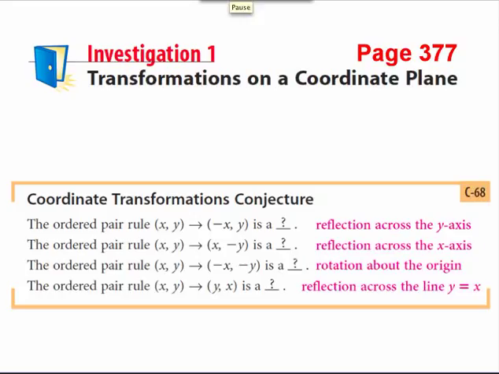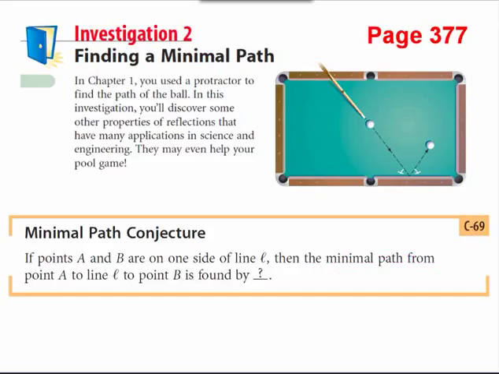Let's look at our next investigation. On page 377, at the bottom of the page, you're going to notice it says finding a minimal path. It says in chapter 1, you used a protractor to find the path of the ball. In this investigation, you'll discover some of the properties of reflections that have many applications in science and engineering. They may even help your pool game.